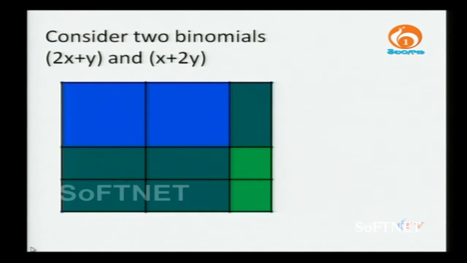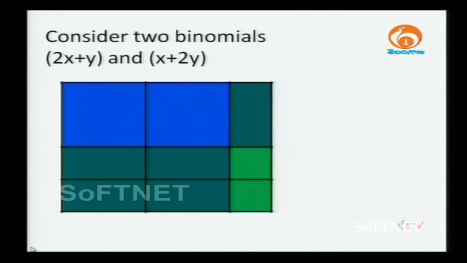As we know, the blue line segment is of length x. It is a square of side x units. So, its area is x square. 2 such blue squares are there. So, the 2 blue squares' area is 2x square.